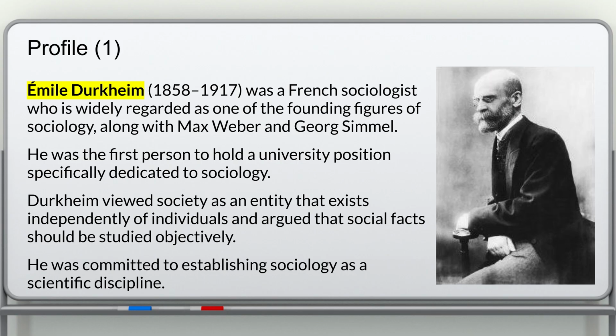Emile Durkheim, born in 1858, died in 1917, was a French sociologist who is widely regarded as one of the founding figures of sociology, along with Max Weber and Georg Simmel. He was the first person to hold a university position specifically dedicated to sociology. Durkheim viewed society as an entity that exists independently of individuals and argued that social facts should be studied objectively. He was committed to establishing sociology as a scientific discipline.